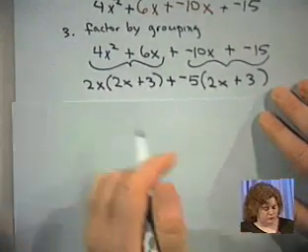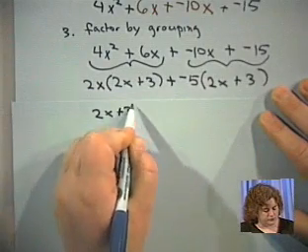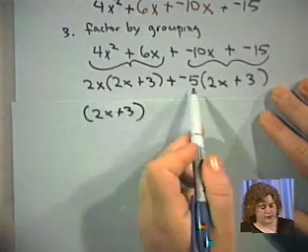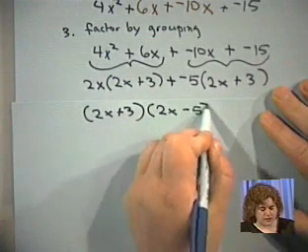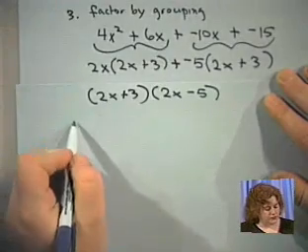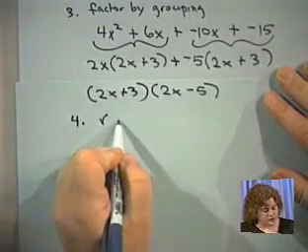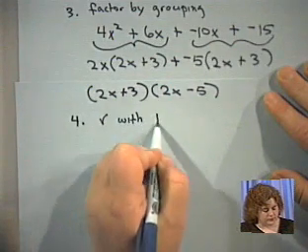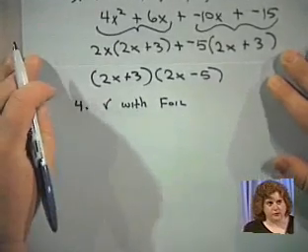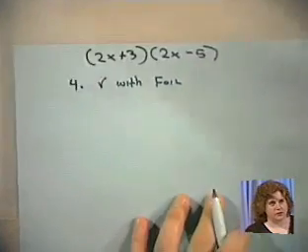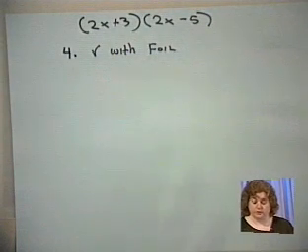Now, we have this 2x plus 3 in common that we can pull out, and we're left with 2x plus a negative 5, which I'm going to write as 2x minus 5. Your last step, and I leave it to you to do this, is to check with FOIL. See if you get back to the original. In a testing situation, you want to do that every time, so you want to practice that in your homework. What you practice in your homework is what you end up doing on tests.